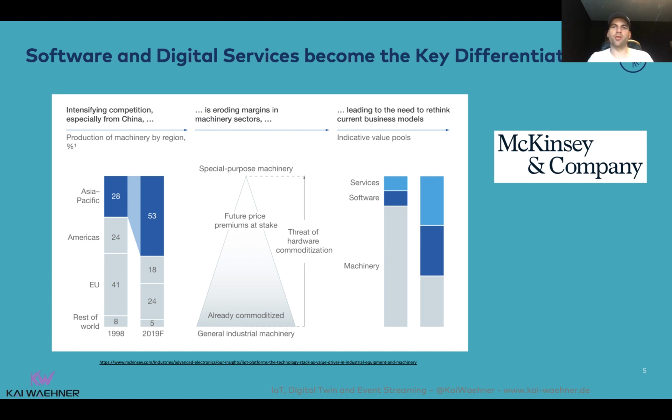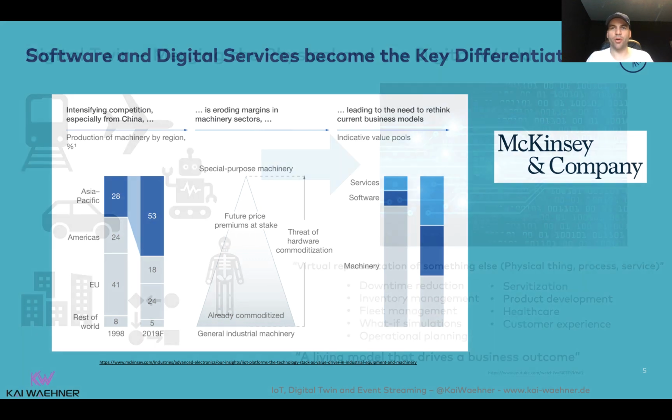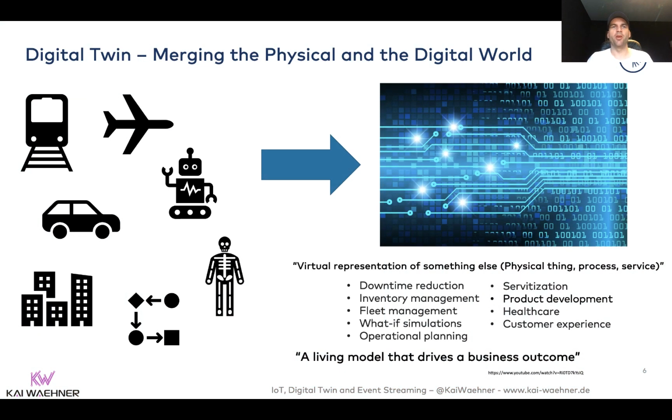Here you see in the end on the right side how services and software are getting more and more important compared to the machinery and the physical things. And this is really true in more or less every industry where you sold physical things in the past without services. And this is also then the core motivation for the digital twins. So what is a digital twin? Actually, it's merging the physical and the digital world. That's what I can define it on a high level.